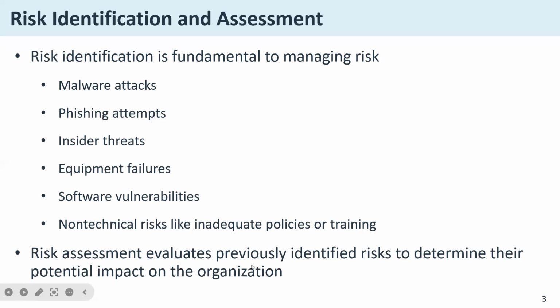So risk identification is fundamental to management of risks. You cannot say, okay, I want to prevent something from happening without first identifying what is going to happen. Examples of the kinds of things that can happen are malware attacks, phishing attempts, insider threats, equipment failures, software vulnerabilities, and non-technical risks like inadequate policy or training.